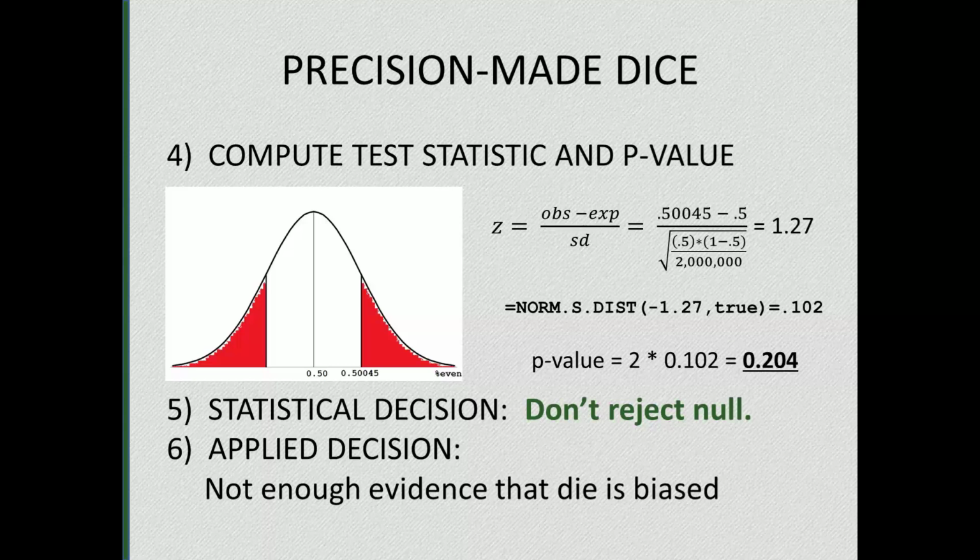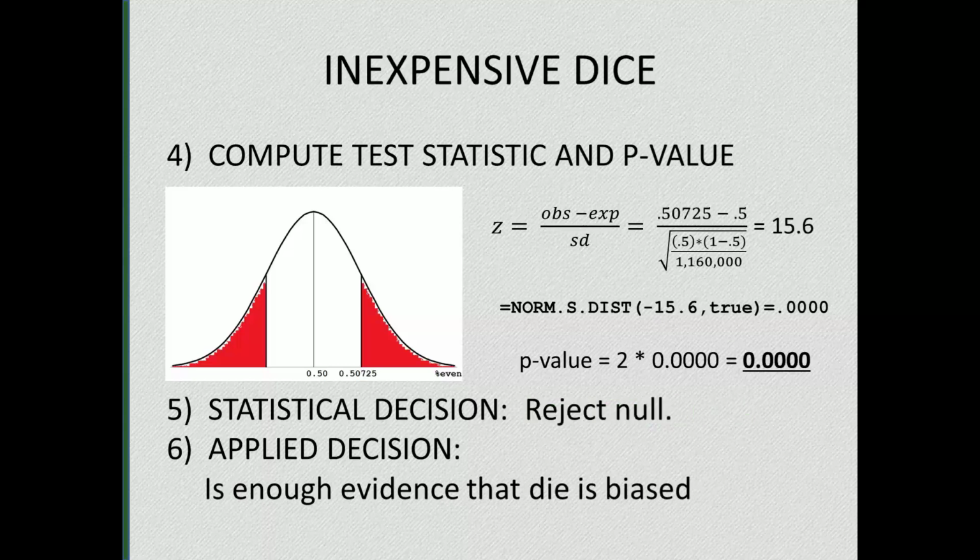We can do similar computations for the inexpensive dice. Now the 50.725% that we observed compared with expected. Longcor only did this one 1,160,000 times, but we're 15.6 standard deviations away.